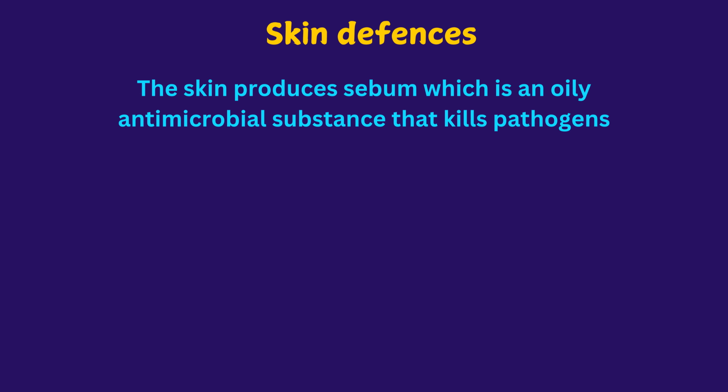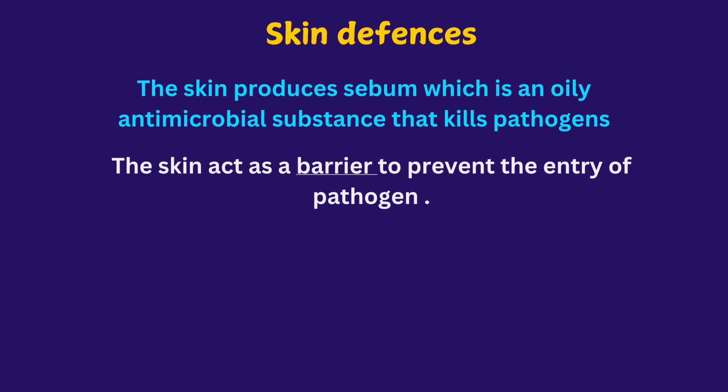Let us talk about how the skin defends our body and prevents pathogens from entering. The skin produces sebum, which is an oily antimicrobial substance that kills pathogens. So if any pathogen is on your skin right now, the oily substance should kill those pathogens. Your skin also acts as a barrier, right? The skin covers the entire body and it prevents the pathogens from entering. See this word that is underlined, barrier? That is a key word when you're writing answers on this topic.